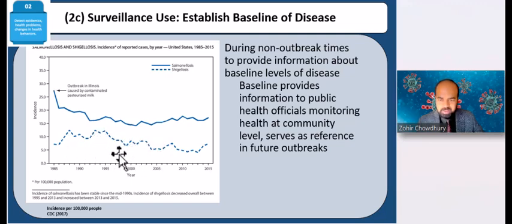During 2009, multi-state outbreaks of salmonella were linked to aquatic frogs, and consumption of alfalfa sprout and pistachio and peanut butter. This surveillance is also important during non-outbreak times to provide information about baseline level of disease. So these baseline measurements provide important information to public health officials in monitoring health at a community level and serve as important references in any future outbreaks.